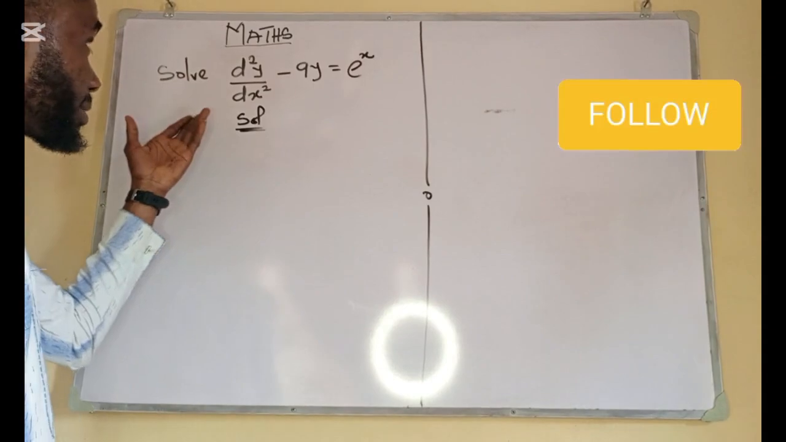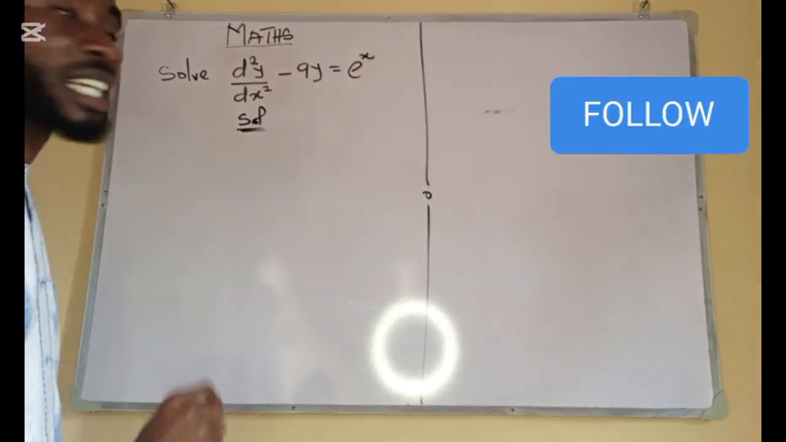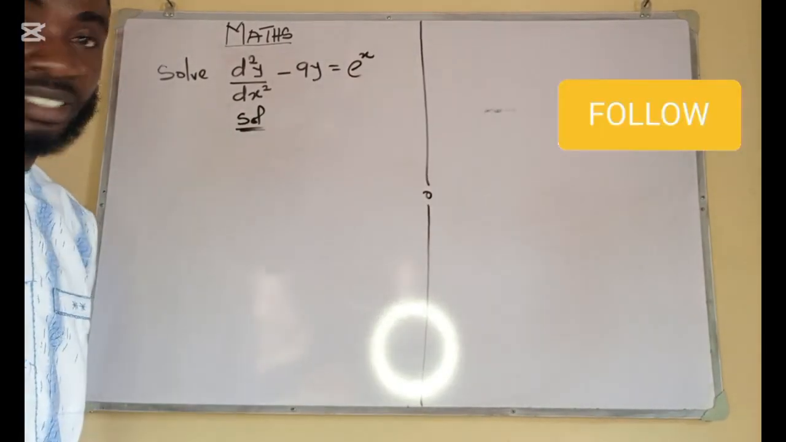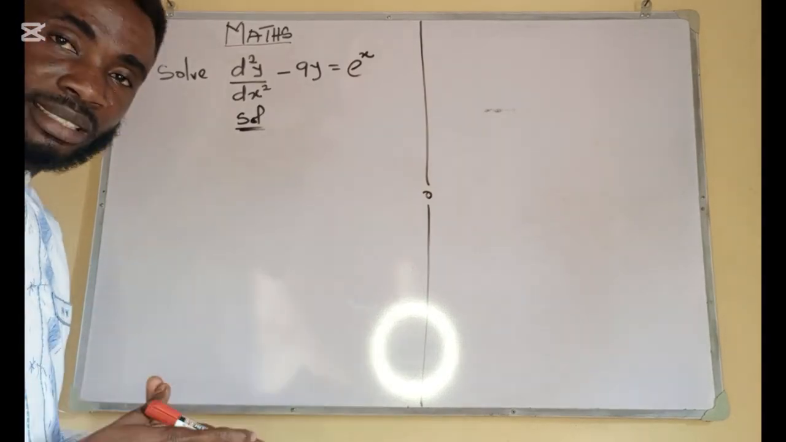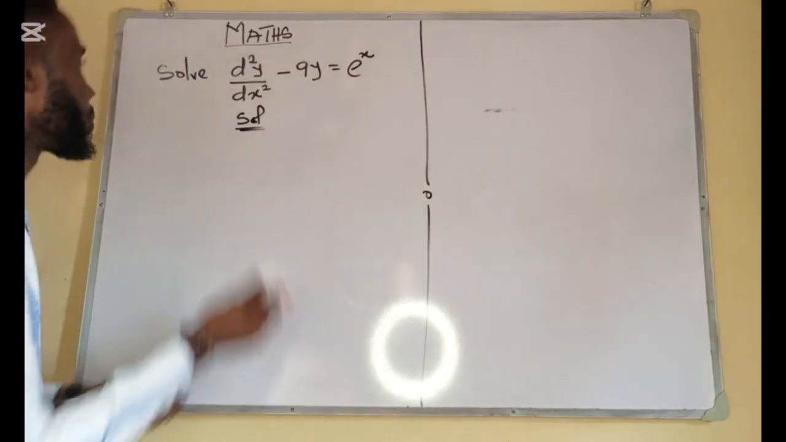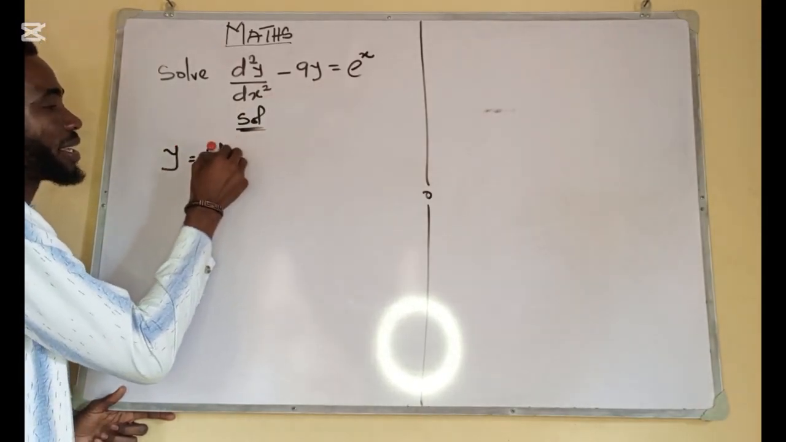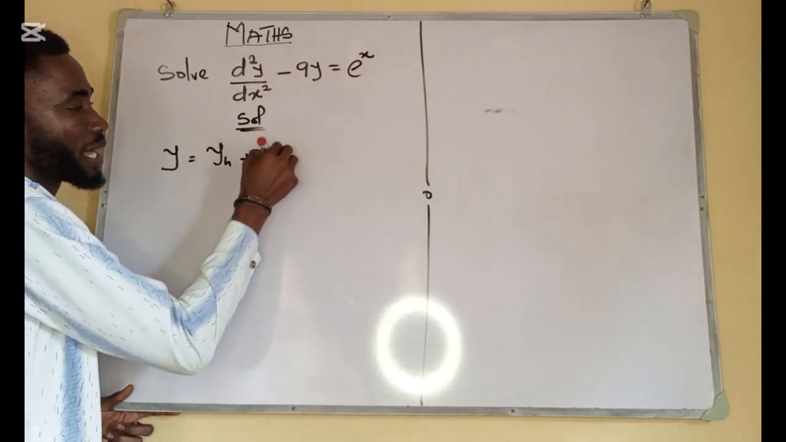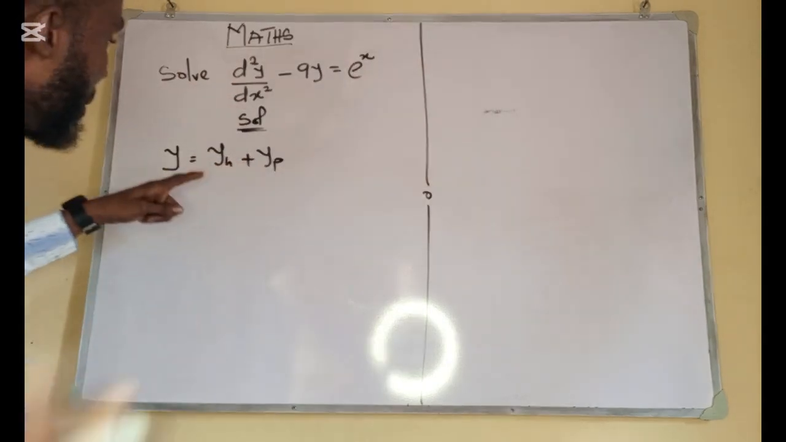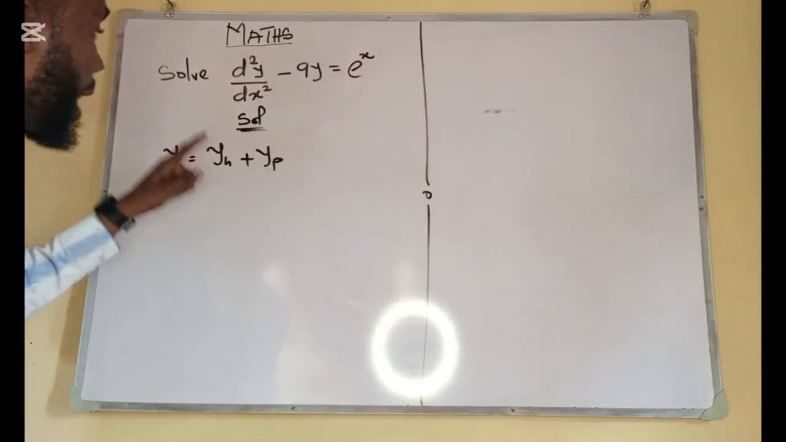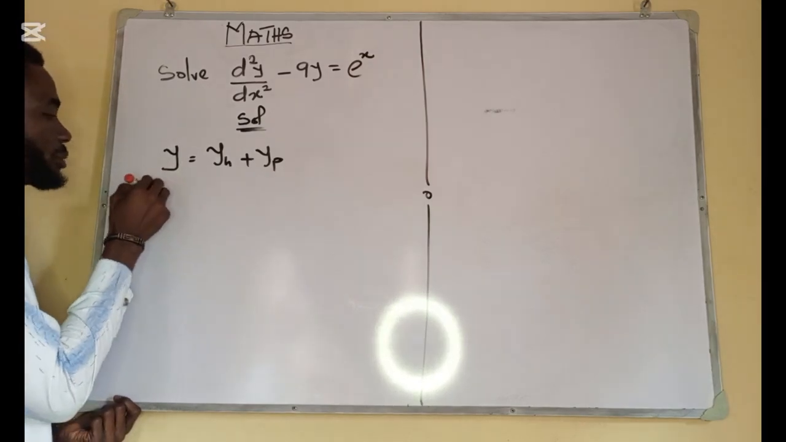So we want to solve this question, and this question is a second order linear non-homogeneous differential equation with constant coefficients. Exactly. So to solve this question, we are going to obtain the homogeneous part and the particular part. So now let's write the equation as y = yh + yp. That is to say, to obtain the solution of this equation, we're going to obtain the homogeneous part and the particular part. Exactly. So now we want to get the y homogeneous.